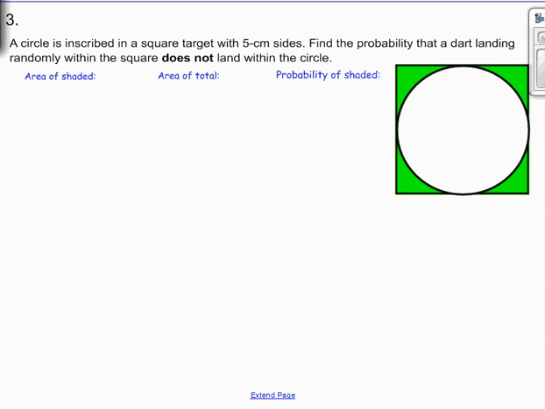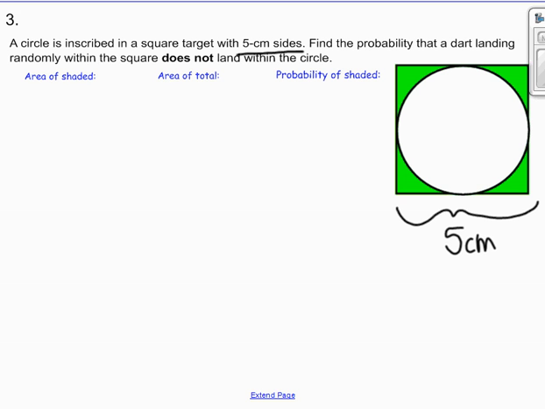So now on number 3, we're going to find the probability of area. So we have a circle inscribed in a square target with 5 centimeter sides. Find the probability that a dart landing randomly within the square does not land within the circle. I do not want it in the circle, so I want the shaded area, this green. So let's first label it. We have a 5 centimeter side of a square. Okay, so all the sides are 5.